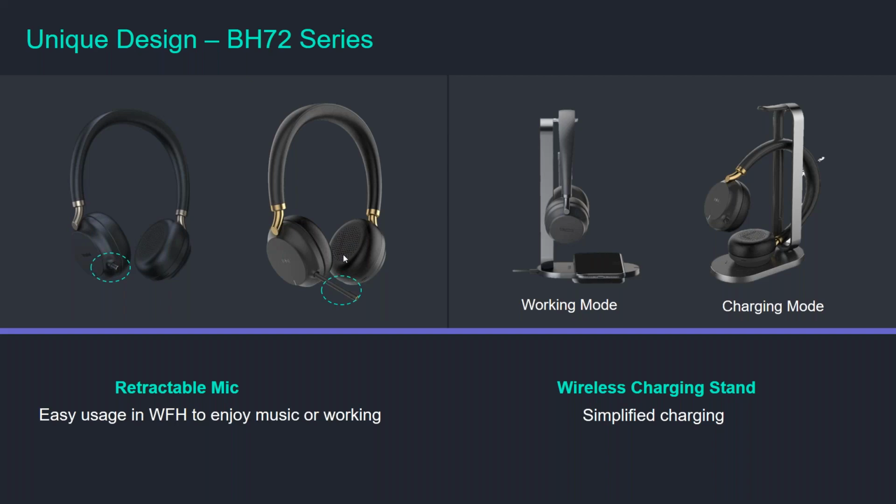We have another question, and the question is, are any parts replaceable on the headset?